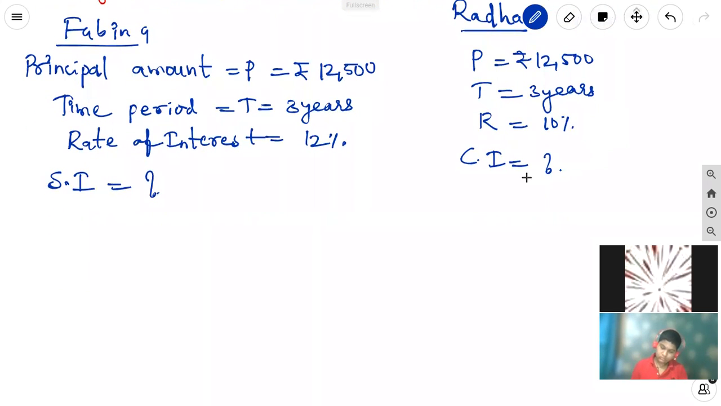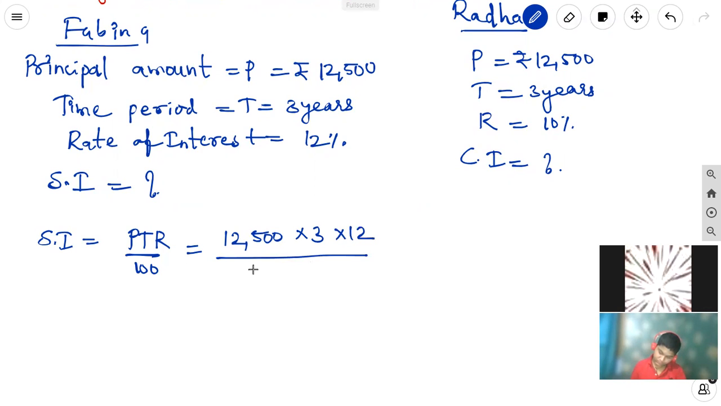We know that the simple interest formula is equal to PTR by 100. It is equal to P, the principal amount 12,500, T time period 3 years, rate of interest is 12 by 100. These two zeros get cancelled. 125 into 12 into 3 is 36. That is equal to, here calculate.